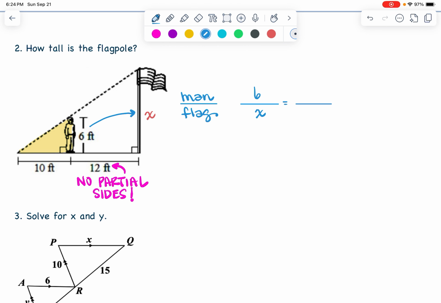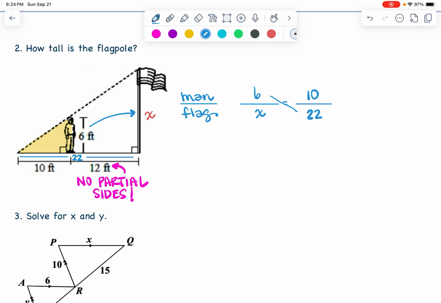Then I'm going to do the man's shadow, right? So the man's shadow was 10. And what was the flag's shadow, right? The flag's shadow is 22, right? We need the entire length of the flag's shadow. So we need to add the 10 plus the 2 to get that full side length. Okay, do not use the 12. Not going to help you there. And that's it, right? Once you set it up, it's a really easy proportion to solve, right? Nothing too crazy. So let's give that a solve really quick.